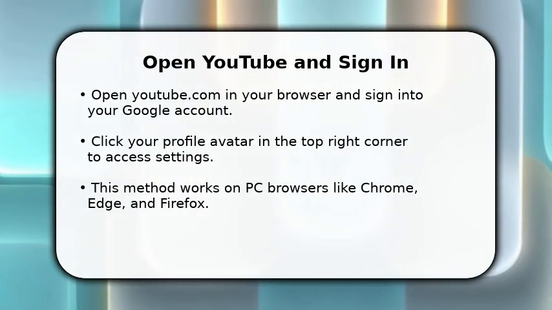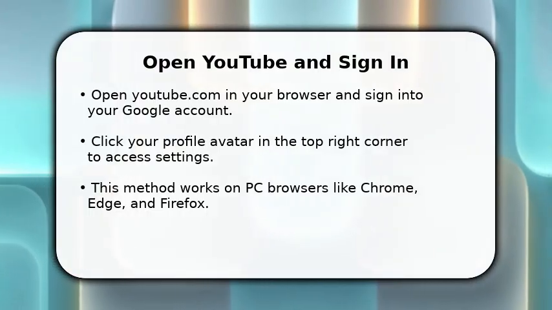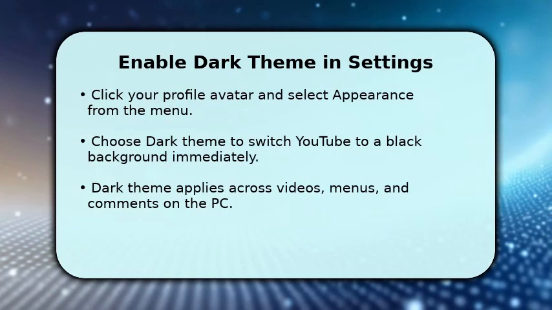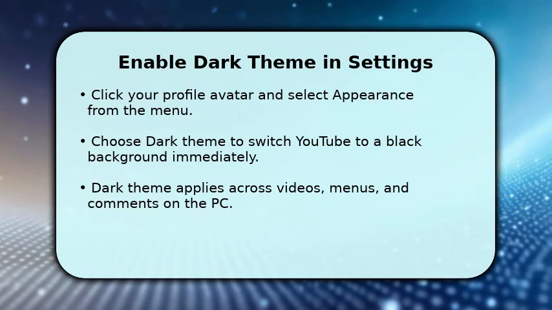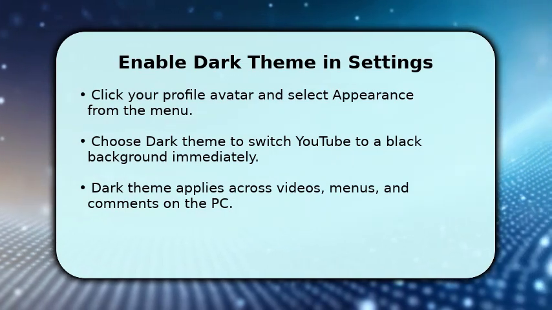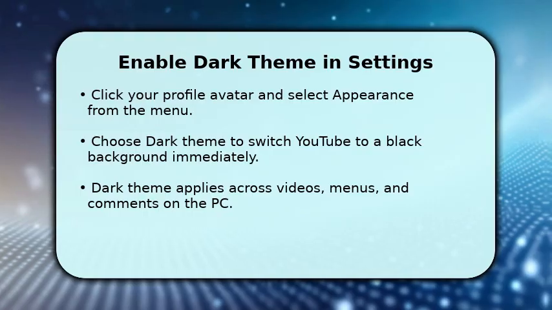These initial steps prepare YouTube to accept a theme change in the next actions. Click your profile avatar and select Appearance from the menu. If you have multiple Google accounts, confirm you pick the active one.